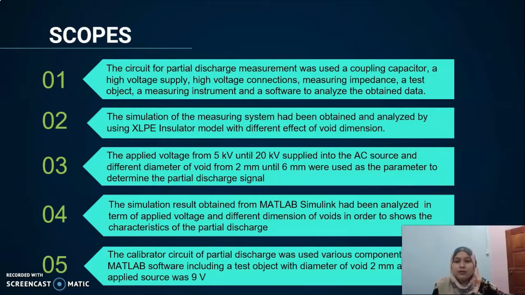The simulation results obtained from MATLAB Simulink have been analyzed in terms of applied voltage and different dimensions of void. And lastly, the calibration circuit of partial discharge uses various components in MATLAB software, including a test object with a void diameter of 2 mm and an applied voltage source of 9 volts.